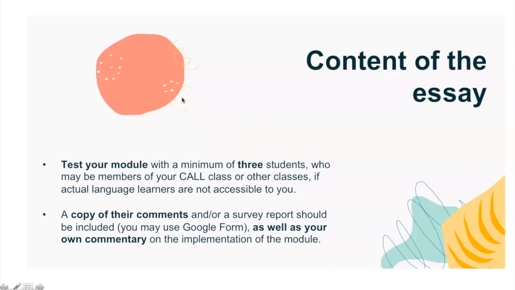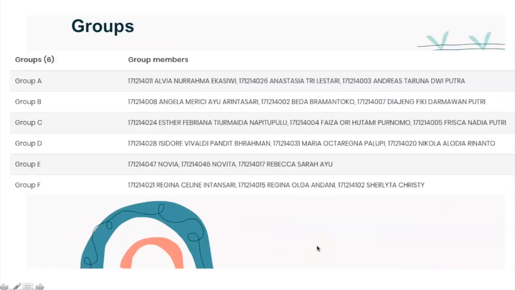And then after that, you also need to test your module with a minimum of 3 students who may be members of your Core class or other classes, or maybe your brother or sister, it's okay. If actual language learners are not accessible to you, a copy of their comments or a survey report should be included. You may use Google Form to gain the data, okay, as well as your own commentary on the implementation of the module.